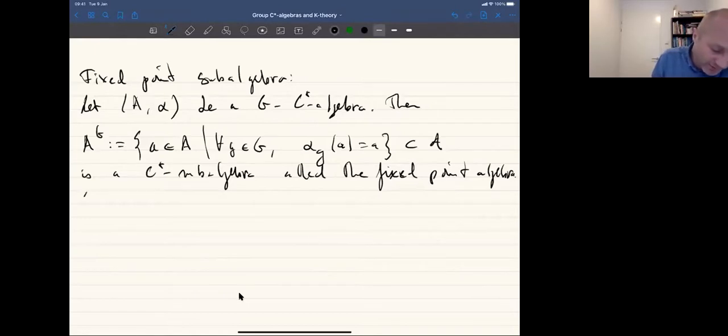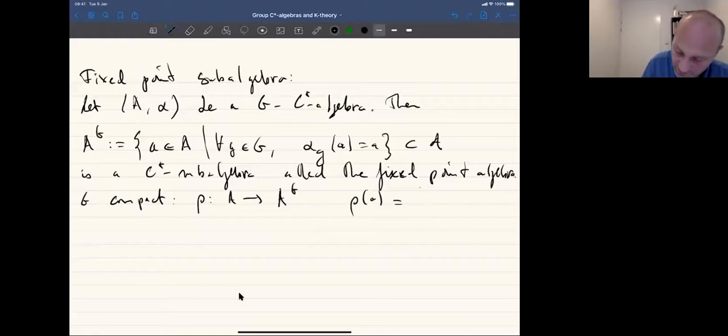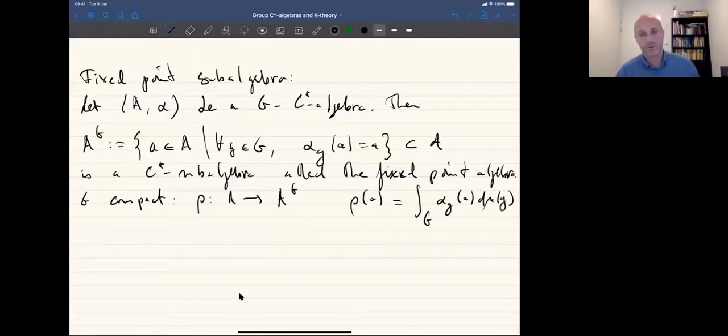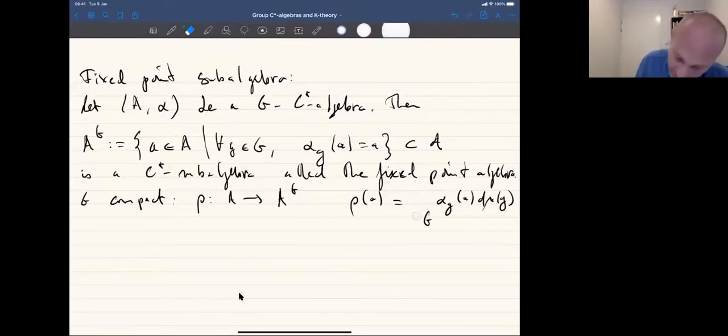Now, if G is compact, then we can do the following. We can define a map rho from A to A^G by just integrating over the action with respect to some Haar measure. We want the group to have full measure 1, otherwise you need to normalize by that. But this gives me a map onto the fixed point algebra.